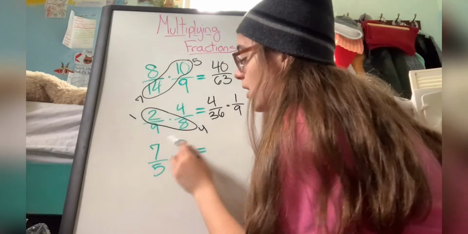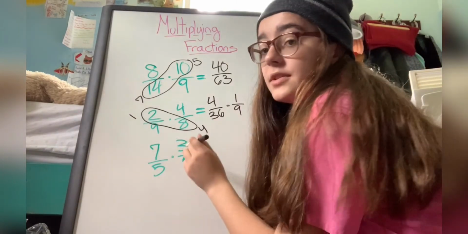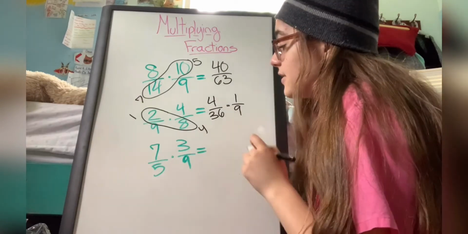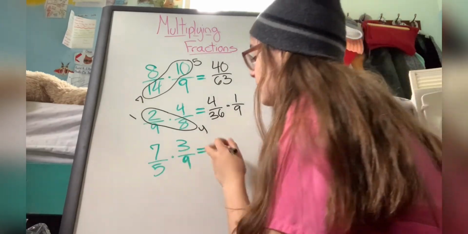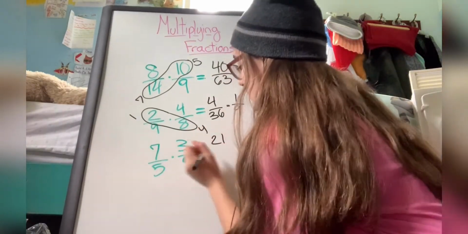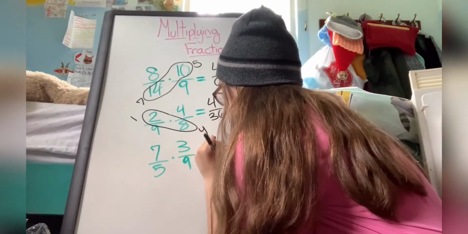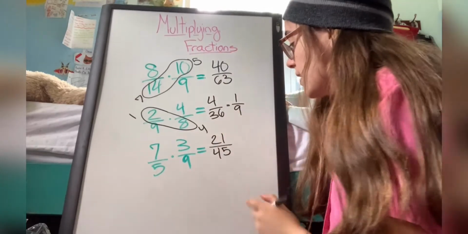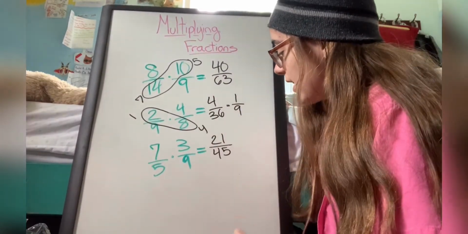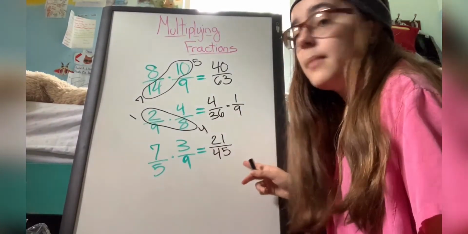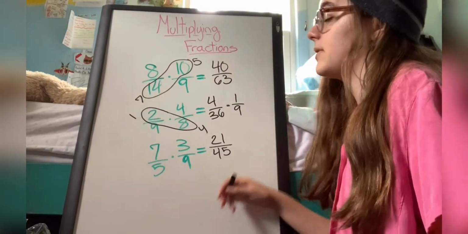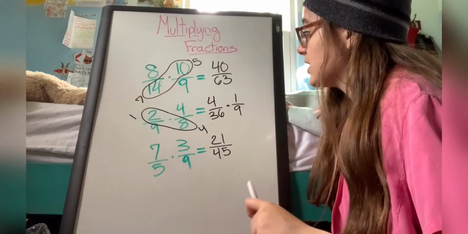And this one is all prime numbers, and none of them go into each other, so we have to do this manually. 7 times 3 is 21, 5 times 9 is 45, and 21 over 45, these aren't prime, but they cannot be simplified into a smaller fraction.